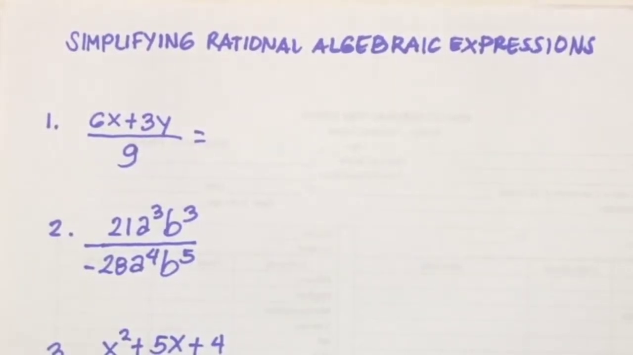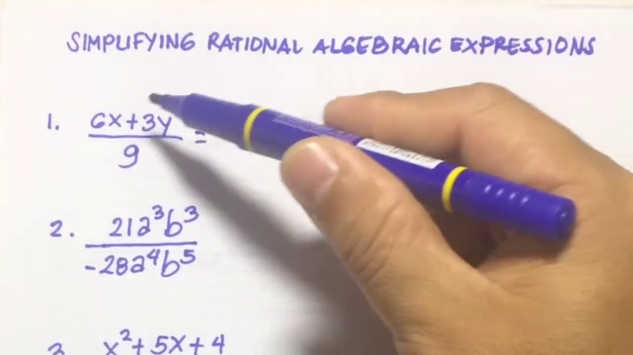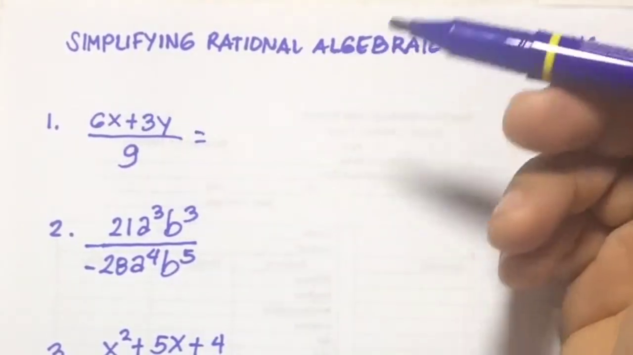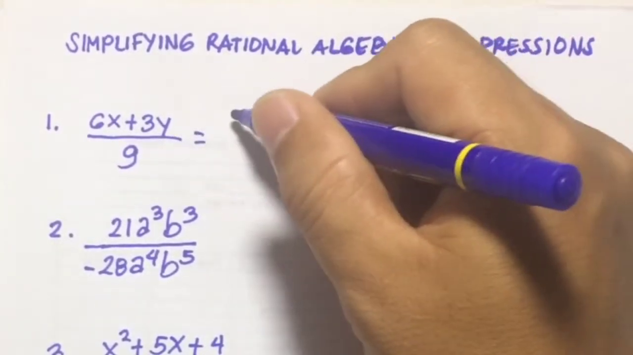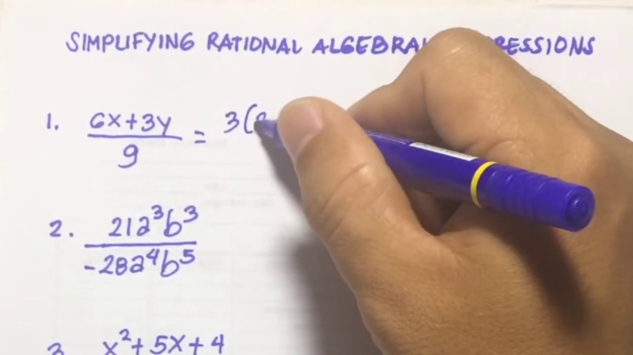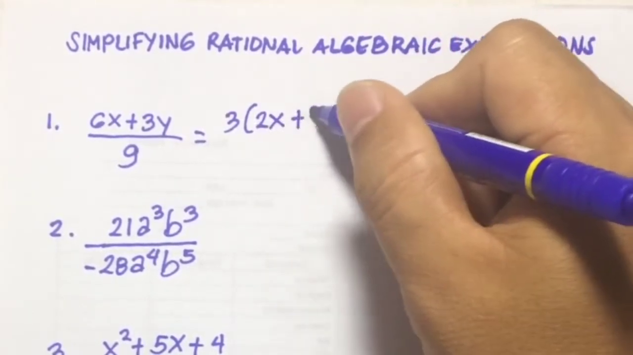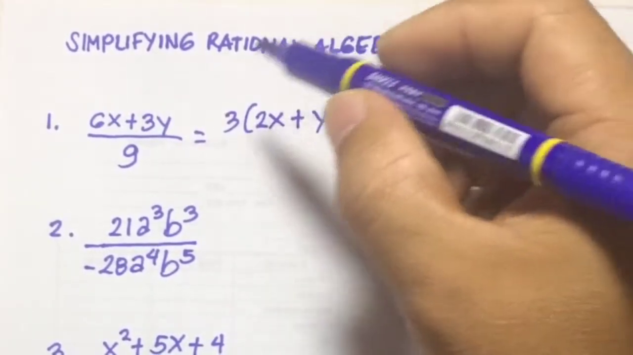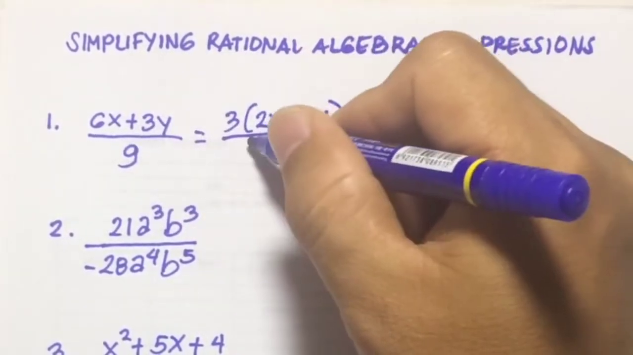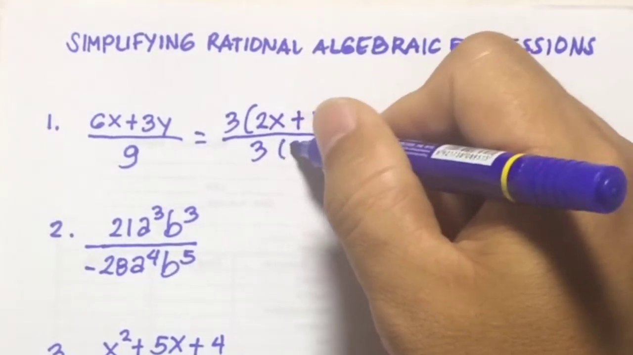Example number 1. 6x plus 3y over 9. So, the numerator here, we can factor out 3 because 6 and 3 are divisible by 3. So, we can have that one as 3 times the quantity of 2x plus y. Then, this is over 9. You can have that 9 as 3 times 3.